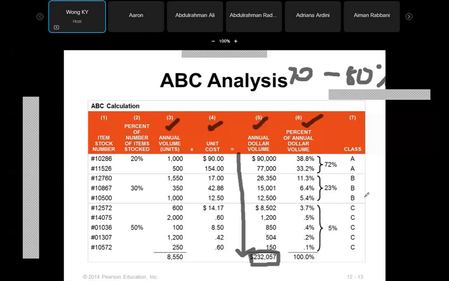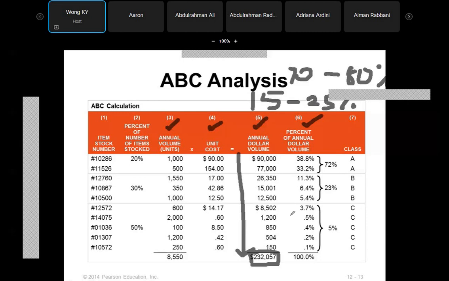Okay, and class B normally accounts for 30% of the total inventory items. So 30% times 10 means 3 items. So the next 3 items will be categorized as class B. And at the same time, class B will also account for about 15 to 25% of the annual dollar value or annual dollar volume. If we calculate this, it is about 23%, so it falls into this range, 15 to 25%.